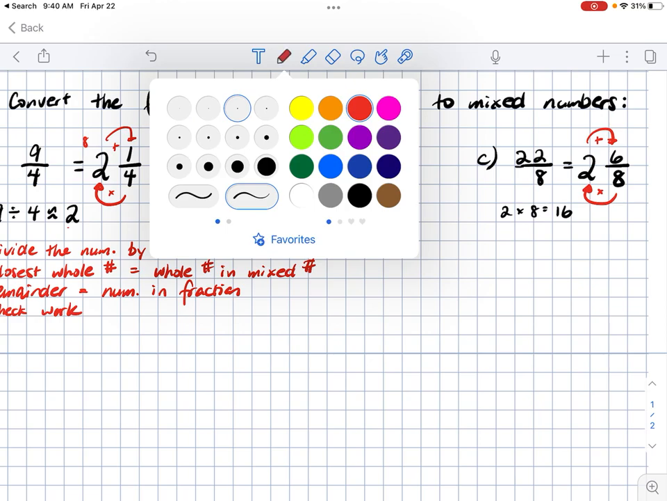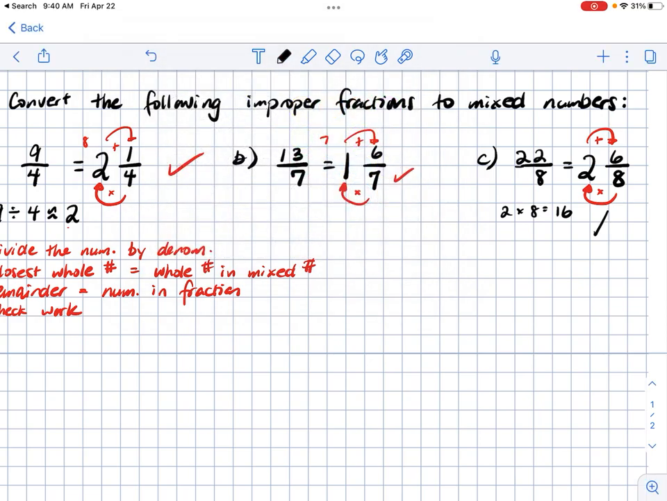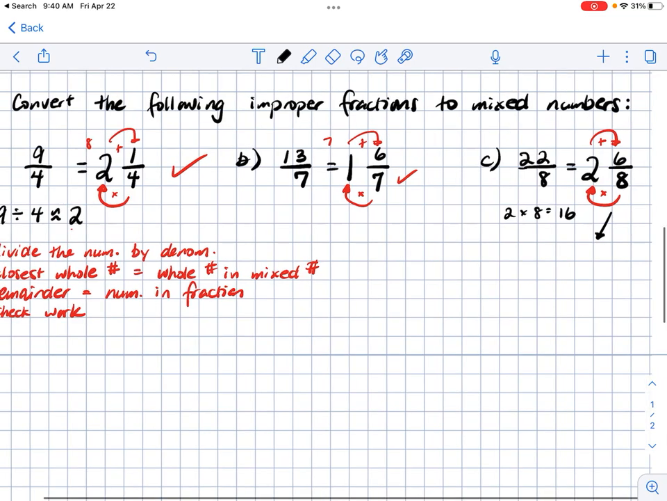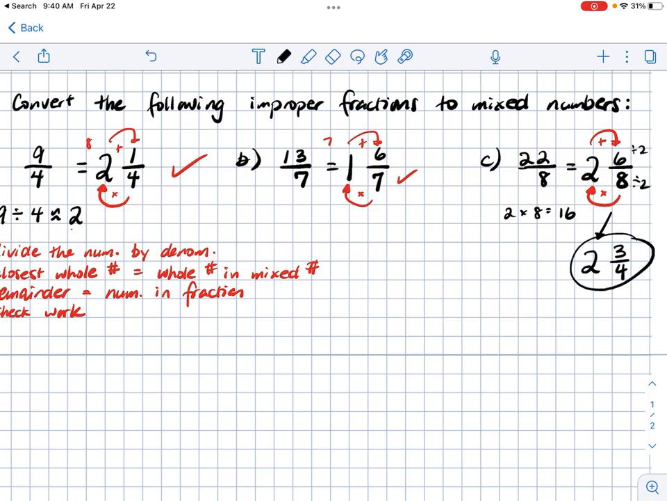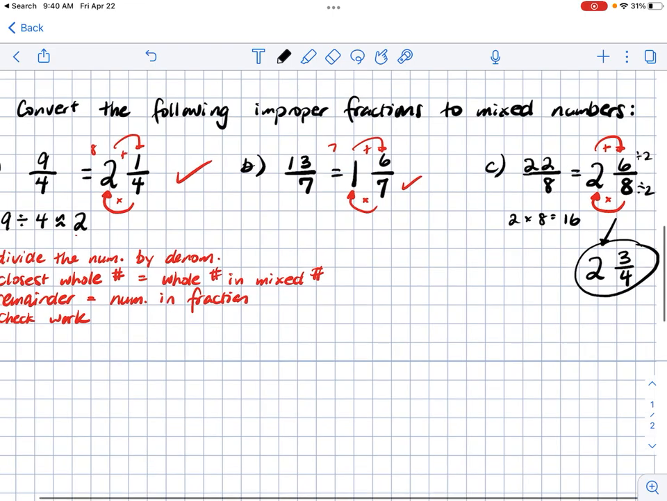I also encourage you, it's always good practice to reduce fractions, because if you look at 2 and 6/8, you can actually still put that in lowest terms. Think to yourself, what's the greatest number that 6 and 8 are divisible by? Or you're basically finding the GCF of 6 and 8. In this case, it would be 2, because you can divide the numerator and denominator by 2, so it does reduce to 2 3/4. Okay, so that's a review of improper fractions to mixed numbers.